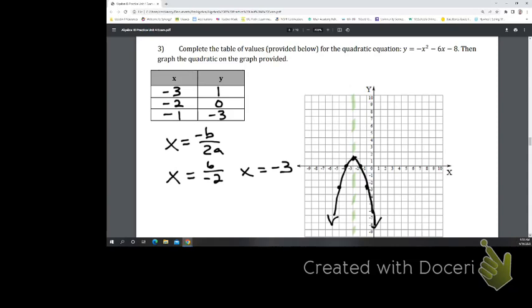So again, to get those y's, I put those numbers in. So yes, you would use a calculator. And then I do the same thing with -2 and the same thing with -1. We should expect that it's going to open down because we see negative in front of the x squared.